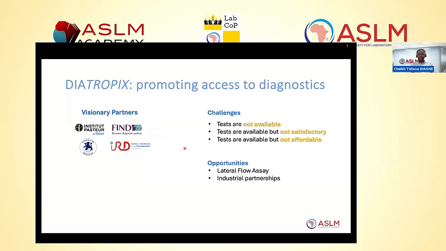In order to locally manufacture the diagnostics, we created what we call Diagnostics, with the sole purpose of promoting access to diagnostics. It has been possible through the collaboration of 4 visionary partners, which are the Institut Pasteur de Dakar, the Foundation for Innovative New Diagnostics, the Mérieux Foundation, and the Institut de Recherche pour le Développement. The positioning of Diagnostics is very clear. Its goal is not to compete with big manufacturers and generate a lot of profit. It's rather to have a public health impact by focusing on tests that are not available in the continent, or tests that are available but not satisfactory in terms of performance, or tests that are available but not affordable.